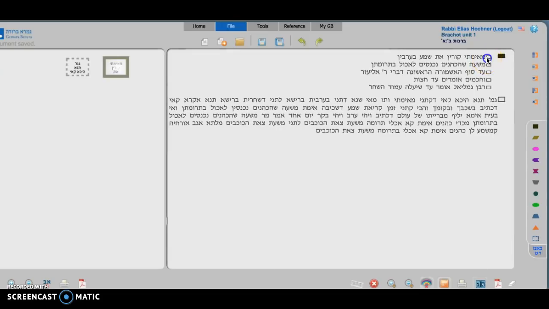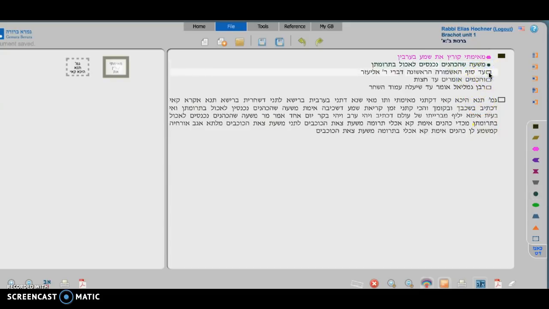So, me'ematai korin et Shema be'arvit is really a question, which in Gemara Berura lingo, is called an inquiry. The next one is Mishe'a shekohanim nichnasim lechol betrumatan. From the time the Kohanim come in to eat truma, that is a clarification. In Gemara Berura lingo, the clarification is really an answer. So this is the answer to that question.